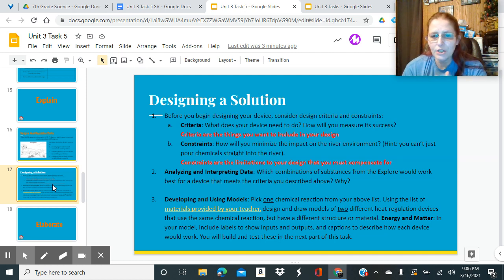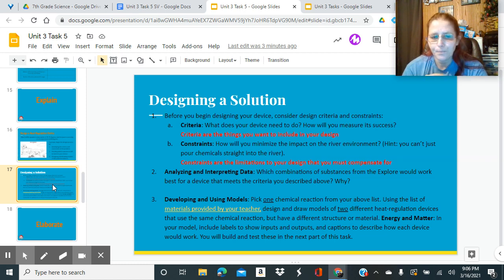Constraints are those limitations on your design. Those are the things you have to compensate for. How are you going to minimize the impact on the river environment? That's a constraint. You can't just put chemicals in the river. It's going to affect other things that live in that river. So those are constraints. You can't just pour stuff into the river and hope that it works. So think about those things first.